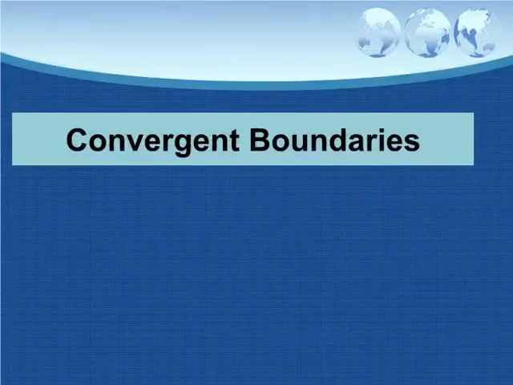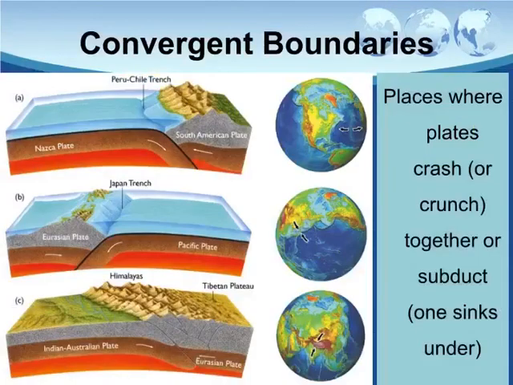Convergent boundaries are places where plates crash, or crunch, together, or subduct, where one sinks under the other.